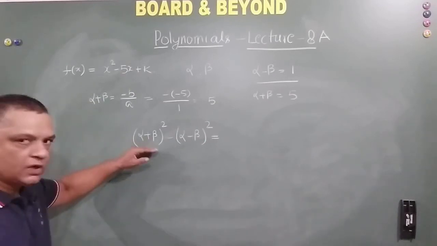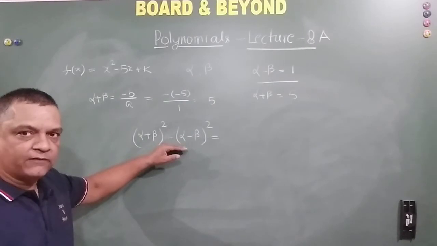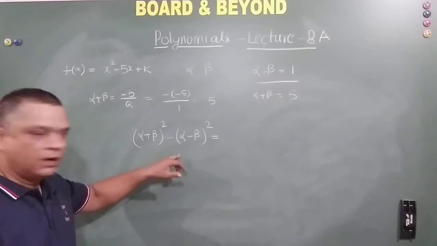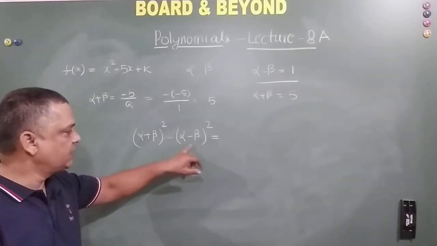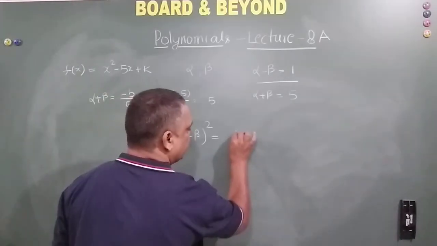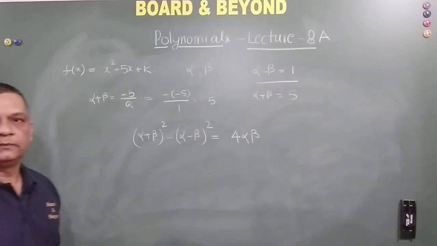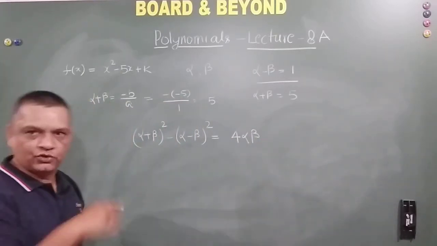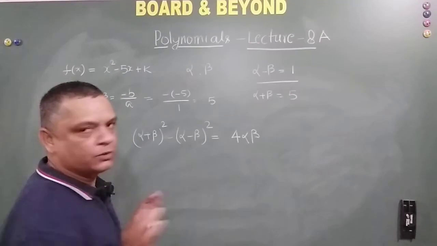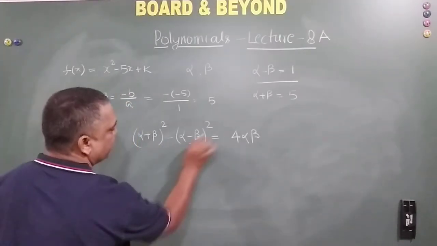Alpha square plus 2 alpha beta plus beta square. Here it is minus alpha square cancelling out, minus 2 alpha beta, which becomes plus 2 alpha beta, so it is equal to 4 alpha beta. You are able to get it? If you expand it, you will actually get it, right? So I am not getting into that, you can do it at your time. So this and this value is known to us.